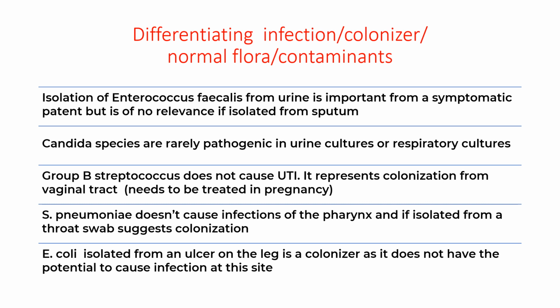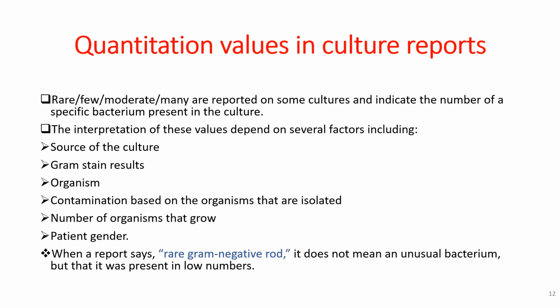Similarly, Candida species, which is often a commensal of the respiratory tract or urinary tract, is rarely pathogenic in these samples. Group B Streptococcus does not cause UTI. It represents only colonization from the vaginal tract, unless in pregnancy, when it needs to be treated. Streptococcus pneumoniae doesn't cause infection of the pharynx, but if it is isolated from a throat swab, it suggests colonization. E. coli isolated from leg ulcers is again colonization, and it does not have the potential to cause infection at this site. This is how the habitat of the organism can help us understand whether it is an infection or a colonization.